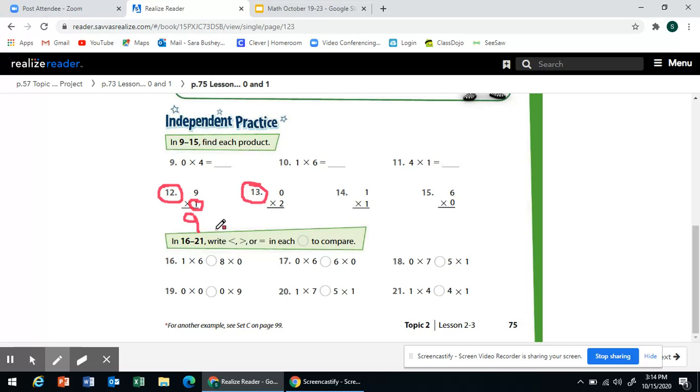Next one is question number 13. 0 times 2. Think about what we learned about 0. You have no groups. So if you have no groups right to start with, you don't have anything. Your answer should have been 0 because of that 0 property of multiplication.